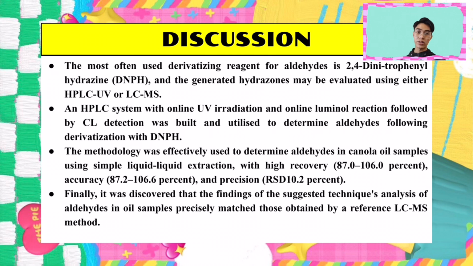The new approach demonstrated high sensitivity with detection limits as low as 1.5 to 18.5 nanomolar, a sensitivity gain higher than that obtained by HPLC-UV and LC-MS detection techniques for the DNPH aldehyde derivatives. Furthermore, this method is chemiluminogenic, which means that the DNPH reagent does not create CL on its own, which is a significant benefit. The methodology was effectively used to determine aldehydes in canola oil samples using simple liquid-liquid extraction.